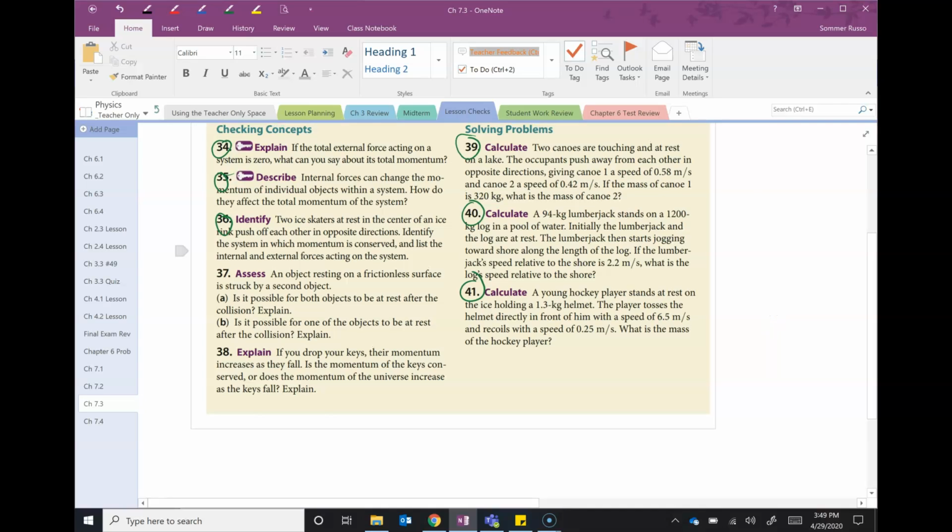Number 34, we want to explain: if the total external force acting on a system is 0, what can you say about its total momentum? Well, this was one of the first things we talked about in the lecture for 7.3. If F external is 0, then our momentum is conserved. Our initial momentum is equal to our final momentum.